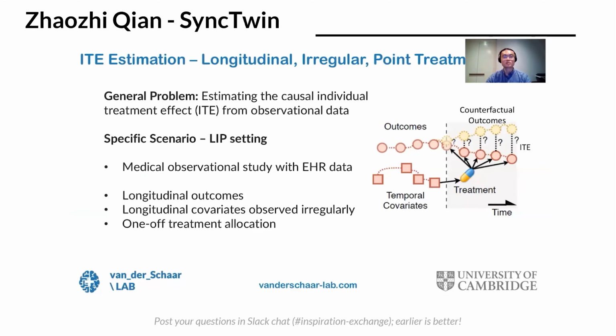In this work, we consider the problem of estimating individualized treatment effect in medical observational studies which use data from electronic health records. In particular, we focus on the scenario with the LEAP setting: longitudinal, irregular, and point treatment. As illustrated in the figure, the outcomes of interest are observed over time before and after the treatment. The temporal covariates are also observed over time, possibly at irregular intervals. The treatment is allocated at some moment in time and stays fixed during the study.